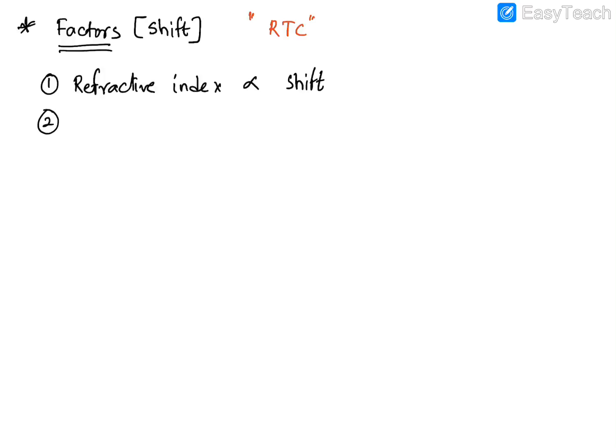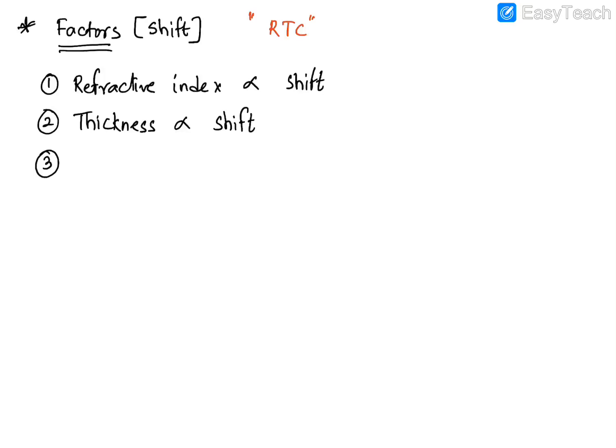Second point is the T. T means thickness. More the thickness, more will be the shift. For example, if a pool is 4 meter deep and another pool is 10 meter deep, there will be more shift in the 10 meter deep one. Meaning the ground at the bottom will appear more raised in that. Obviously, because the thickness is more.